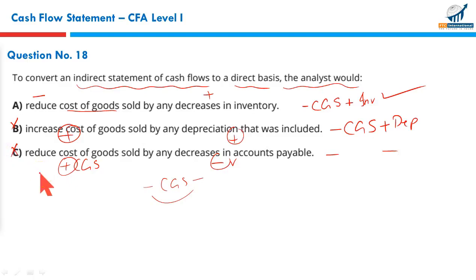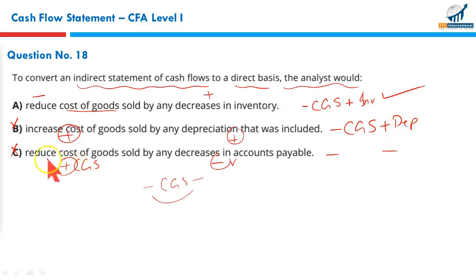So an important point to note down is that CGS is considered a negative, it's an outflow, and decrease in inventory effectively is an inflow. So it's negative plus, which is the same as I have written here, negative and plus. But increasing CGS with the depreciation is wrong. Depreciation is a non-cash expense. It is removed from CGS, not added. In other words, if CGS has been taken negative, depreciation is taken as positive.